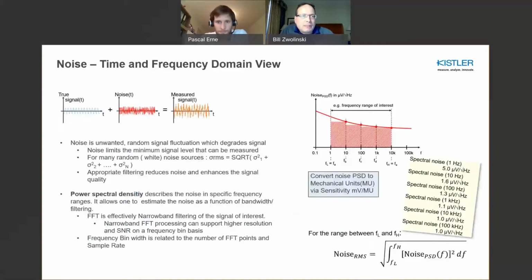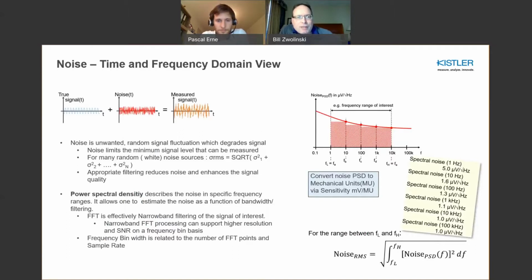So basically, noise in the time and frequency domain. I think intuitively most people understand how the time domain representation works. You have a nice sine wave there on the left-hand side, you add noise, and you come out with something that doesn't look quite like a sine wave. So what do you do about that?